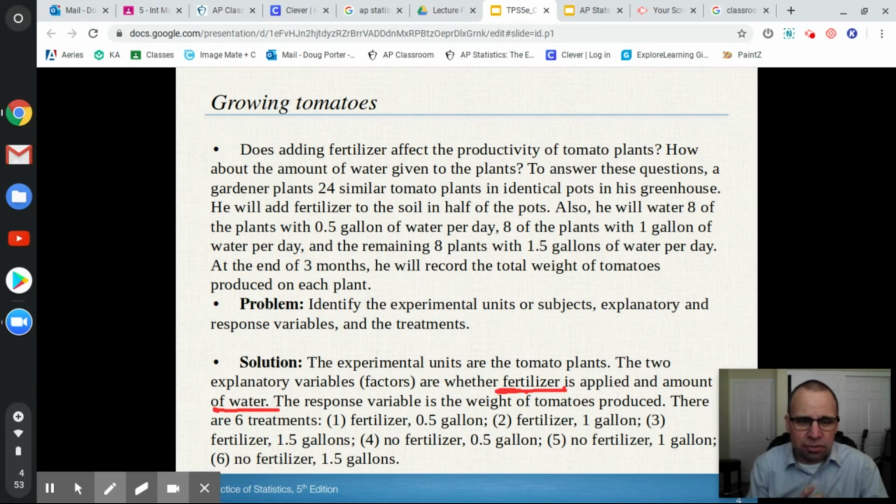And so there was actually 6 treatments. Okay, the reason why there's 6 treatments is because there were 6 different possible combinations you could have had. First one, fertilizer, ½ gallon. Second one, fertilizer, 1 gallon. Third one, fertilizer, 1.5 gallons. And then no fertilizer, 0.5, no fertilizer, 1 gallon, no fertilizer, 1.5 gallon. There was actually 6 treatments there.